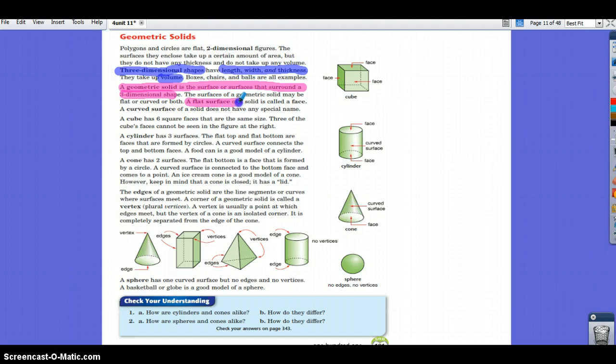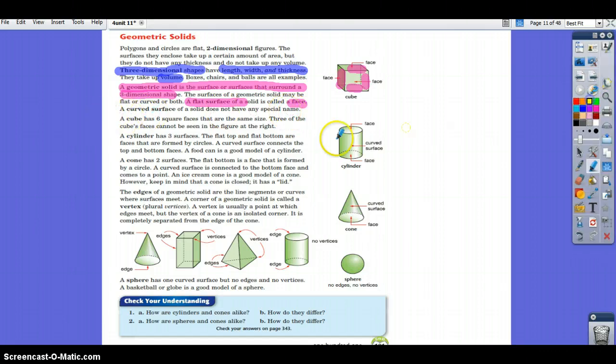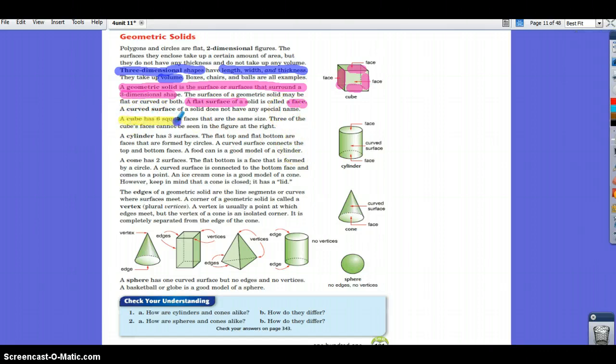A flat surface of a solid is called its face. Notice here it's showing you that. This is the face of this shape. This is another face of this cube, a face, okay? A curved surface of a solid does not have any special name. A cube has 6 square faces that are the same size. 3 of the cube's faces cannot be seen in the figure at the right.